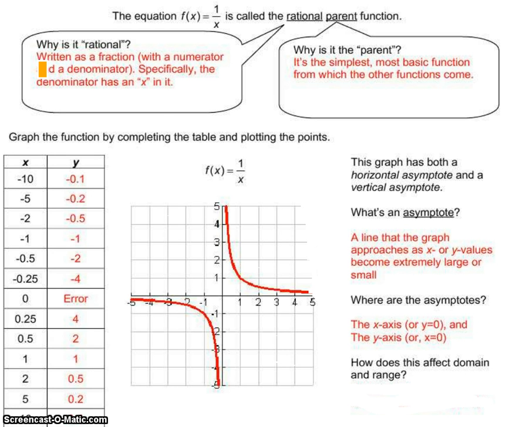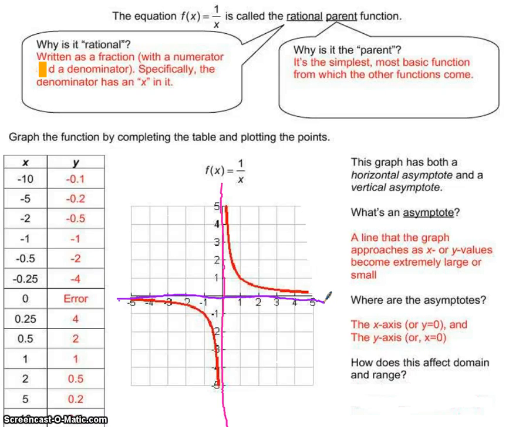So this is telling me that this is approaching this 0 line, but it never touches it. And it's approaching this 0 line, but it never touches. So in this case, I have a horizontal and a vertical asymptote.